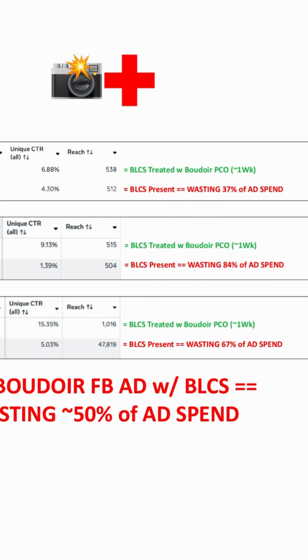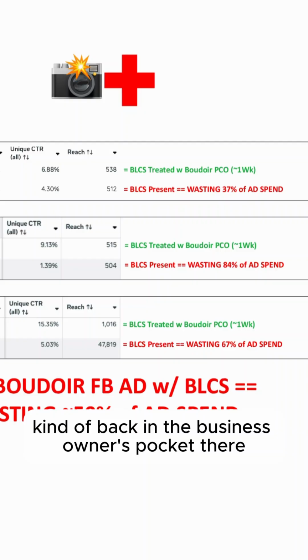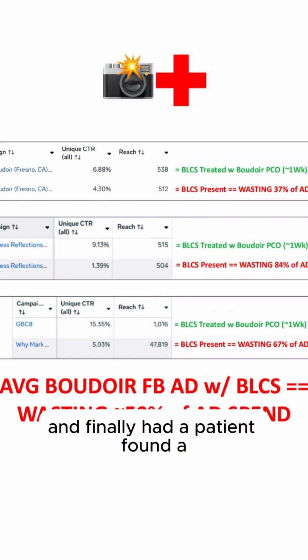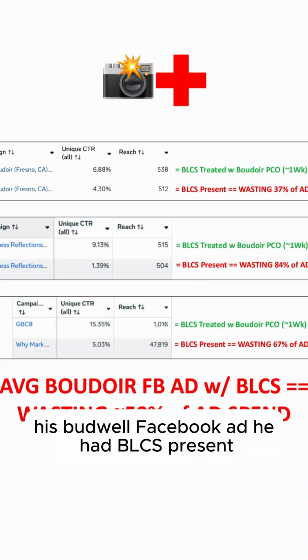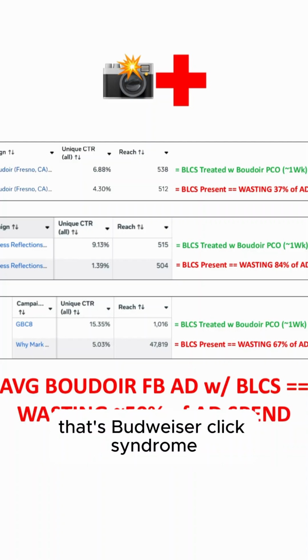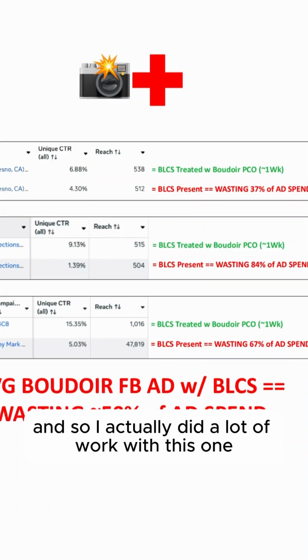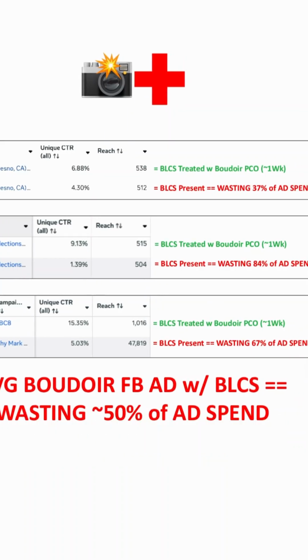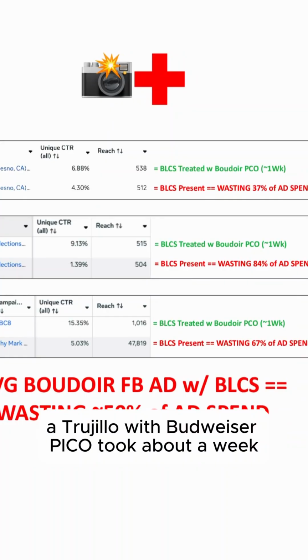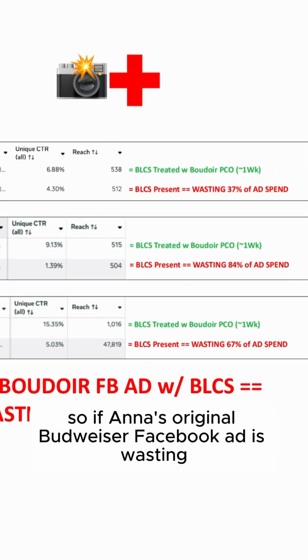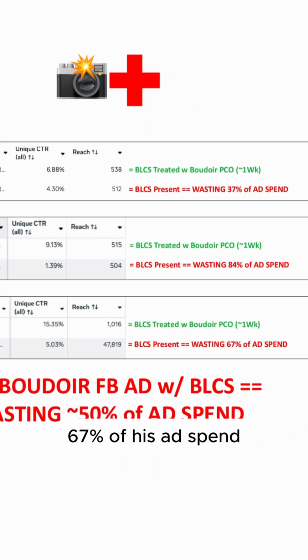Bonus, back in the business owner's pocket there. And finally, had a patient, found out his Boudoir Facebook ad had BLCS present, 5.03% unique CTR all, so that's under 6%. That's Boudoir low click syndrome. And so I actually did a lot of work with this one. Treated with Boudoir Pico, took about a week, got the unique CTR all up to 15.35%. So we found out his original Boudoir Facebook ad is wasting 67% of his ad spend.